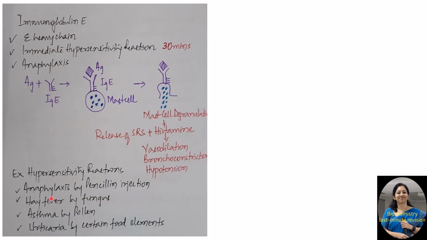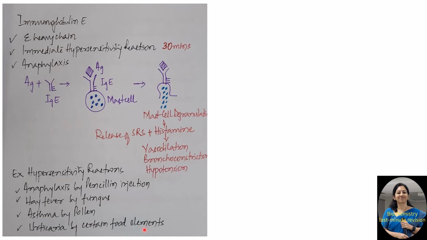So the other examples of hypersensitive reaction include anaphylaxis by penicillin injection. When penicillin injection is given to an individual, this type of hypersensitive reaction can occur. So that's the reason why we should always administer a test dose followed by the total dose to the patient. The other examples include hay fever by fungus, precipitation of asthma attack by pollen, and urticaria by certain food elements. So some individuals are allergic to certain foods.